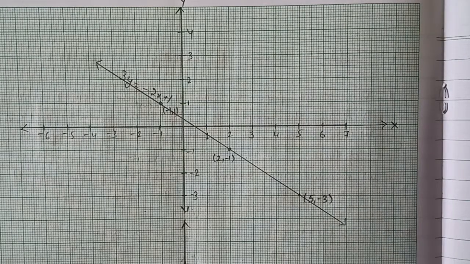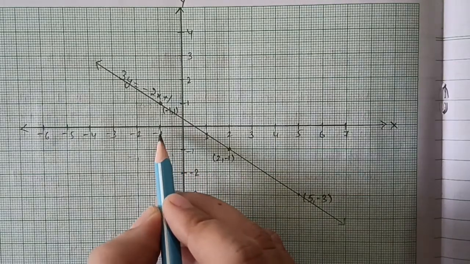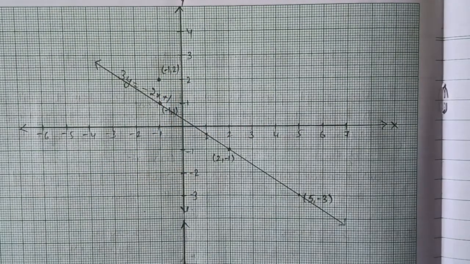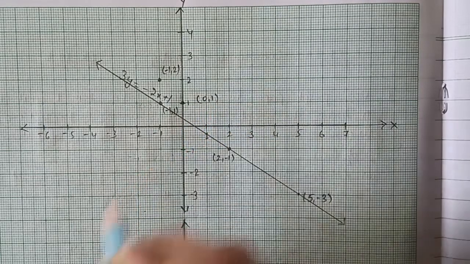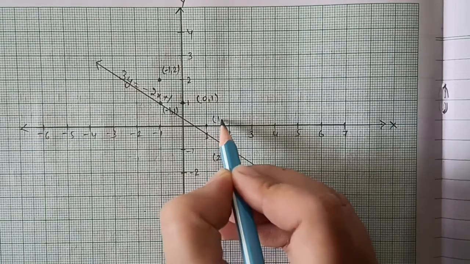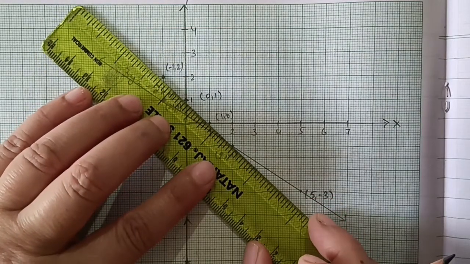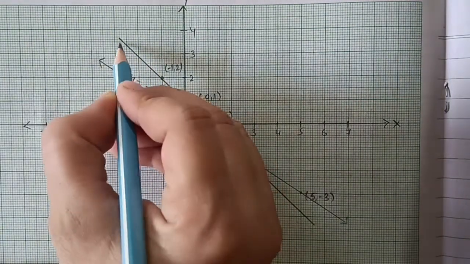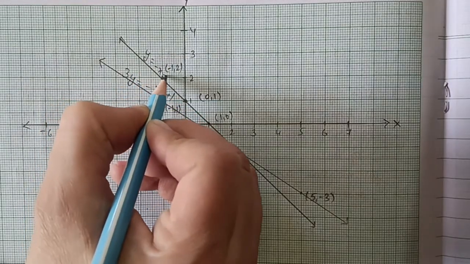Now for the second line, the first point is minus 1 comma 2. The second point is 0 comma 1. And the third point is 1 comma 0. So join these 3 points and extend the line. This is for y equal to minus x plus 1.